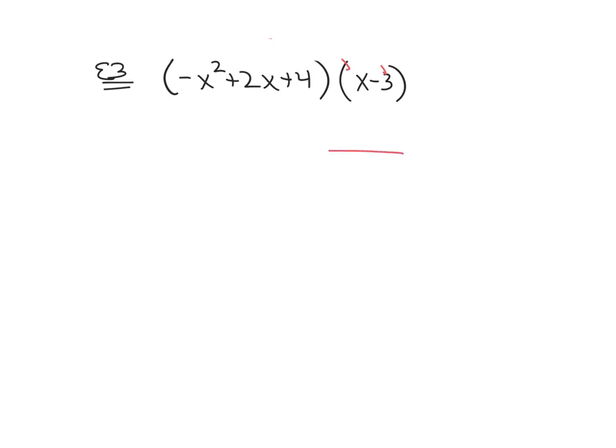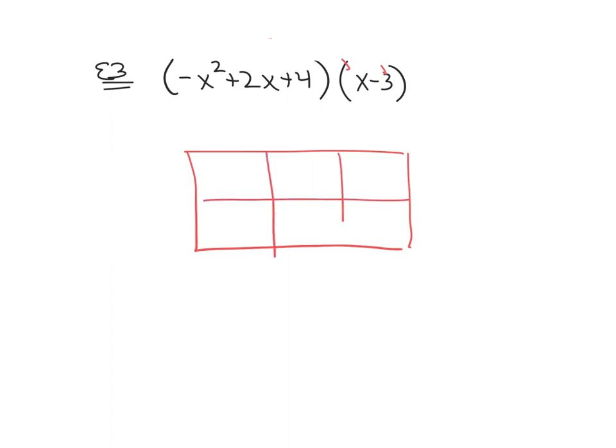Since it's a trinomial, you set up a 3x2 box, and we just put the terms on top of each row, and then you put the terms over here on the side of each column, and then you go through and you multiply. So you're going to multiply negative x squared times x, and it's going to go right in there, and it becomes negative x cubed.